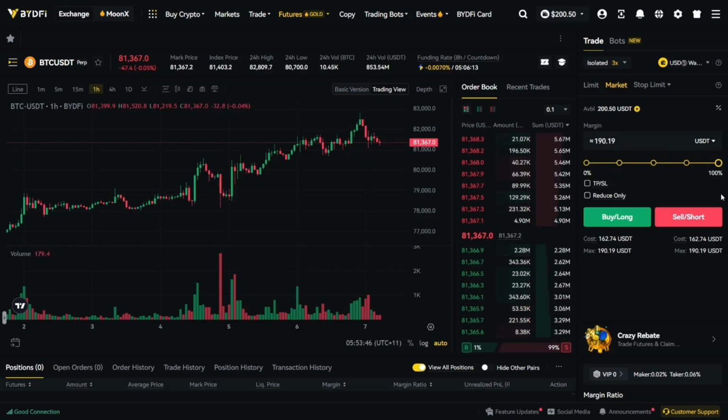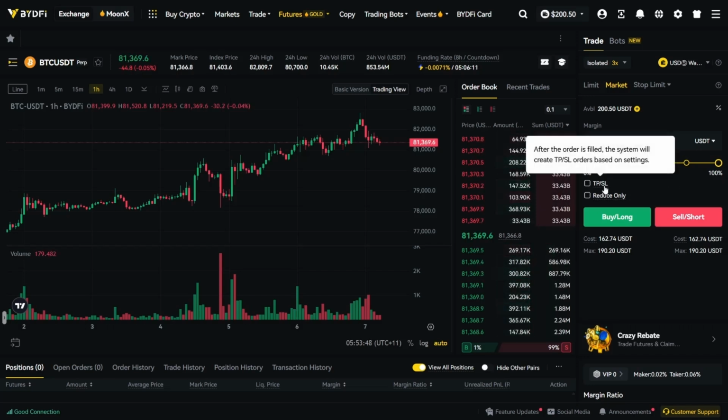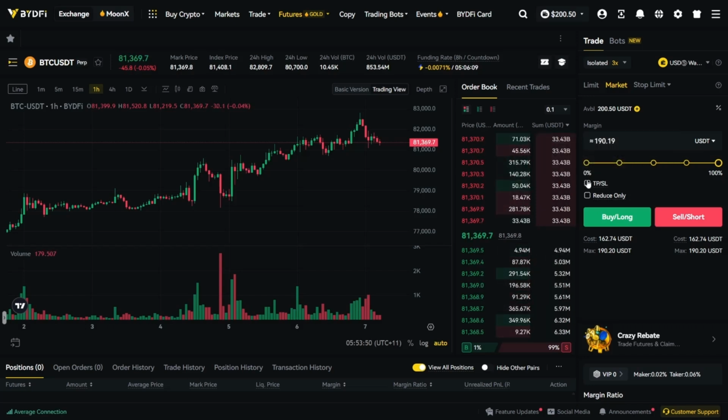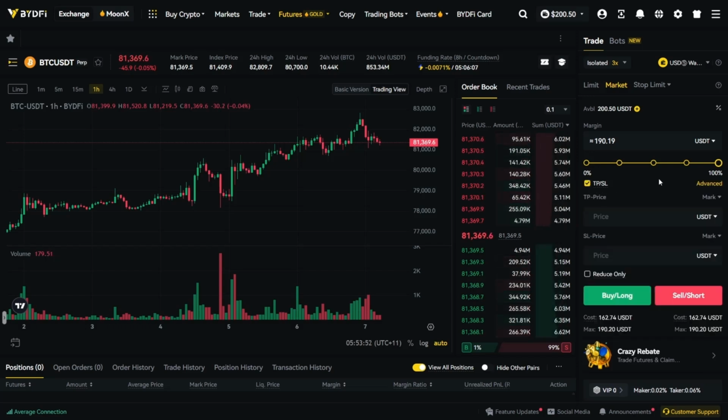Now, before we make our trade, we see there is a box that says TP and SL. This stands for take profit and stop loss. These are key tools for managing your trades. A take profit automatically closes your position when the price reaches your target, helping you secure gains, while a stop loss does the opposite. It closes your position if the market moves against you, helping you limit your downside. Traders will use both of these to plan their exits ahead of time and manage both risk and reward.